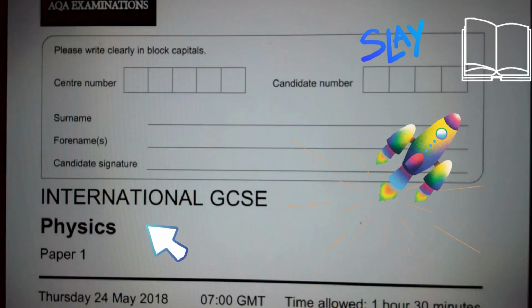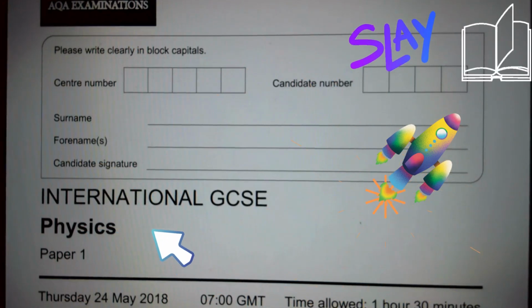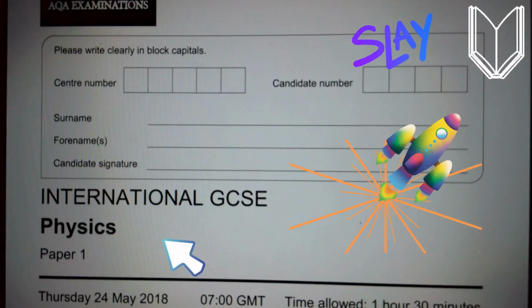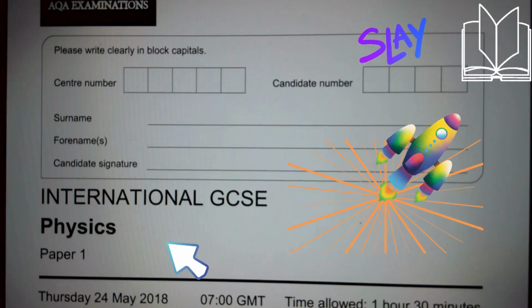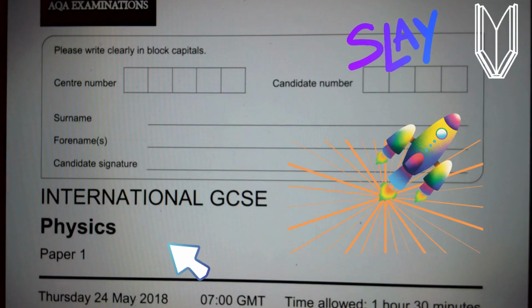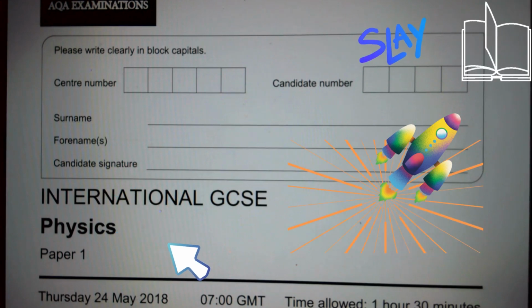So today we are going to do this question paper. It's a paper that was written in 2018, International IGCSE Physics Paper 1. So most of the questions that we're going to do, we'll get them from this paper.